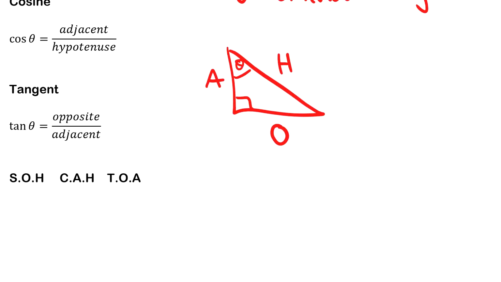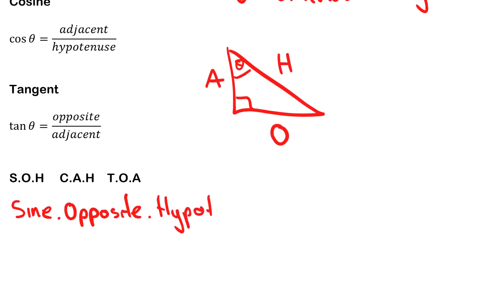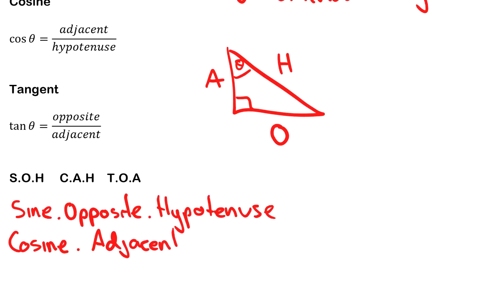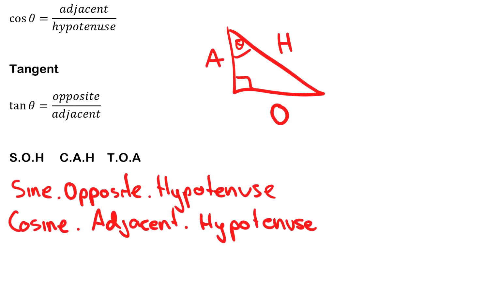So SOH CAH TOA, where SOH is sine, opposite, hypotenuse, and then you have CAH, which is cosine, adjacent, hypotenuse, and finally we have TOA, which is tangent, opposite, adjacent.